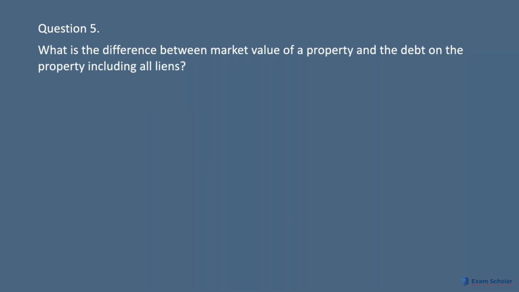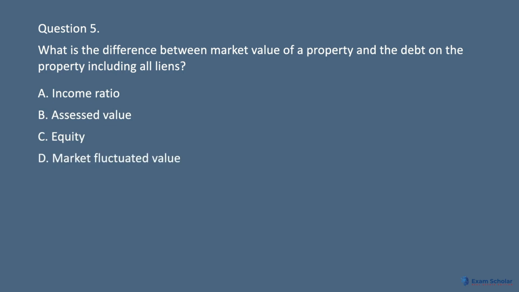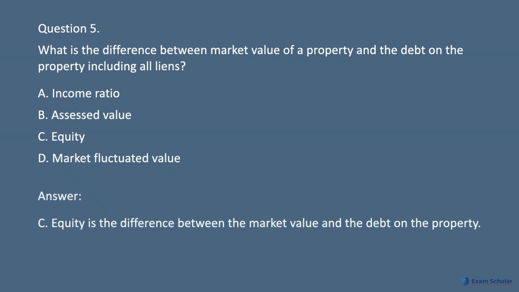Question 5. What is the difference between market value of a property and the debt on the property including all liens? A. Income ratio. B. Assessed value. C. Equity. D. Market fluctuated value. Answer. C. Equity is the difference between the market value and the debt on the property.